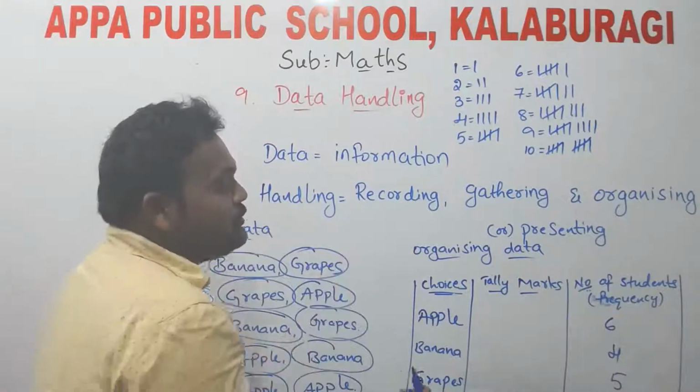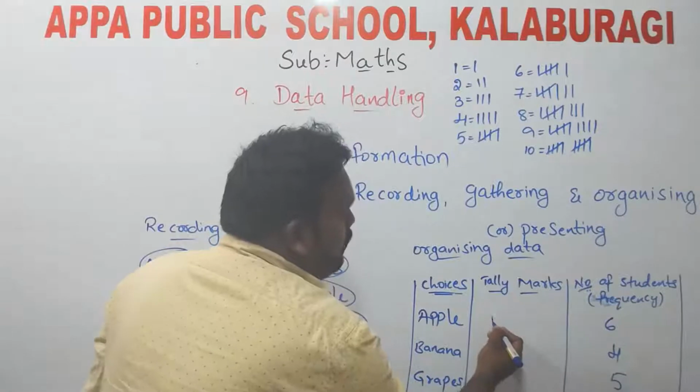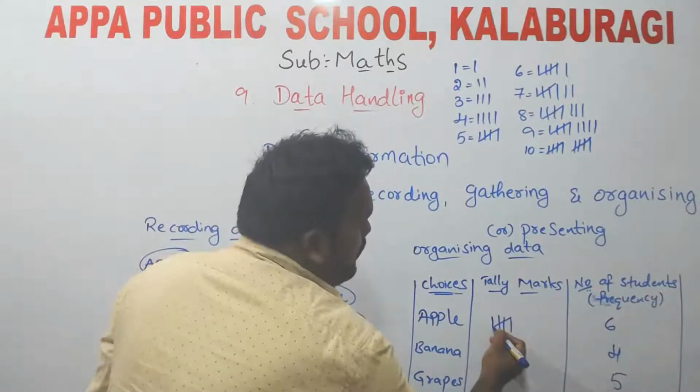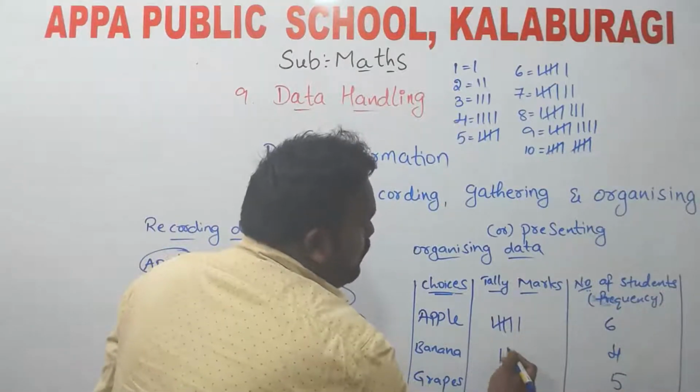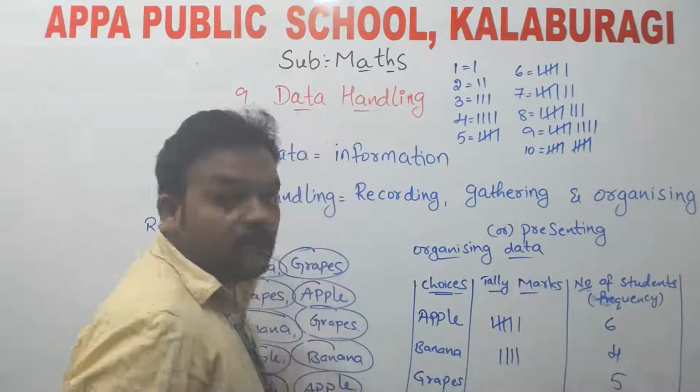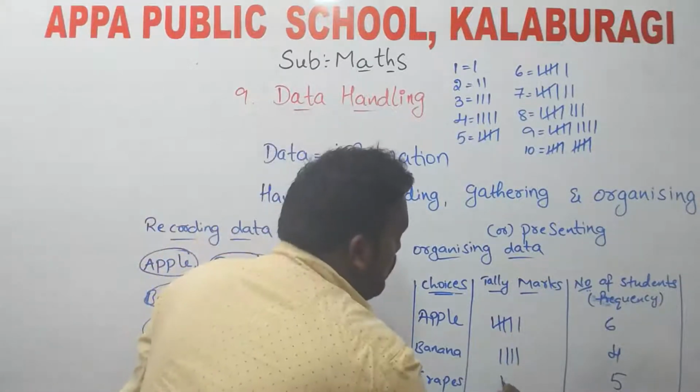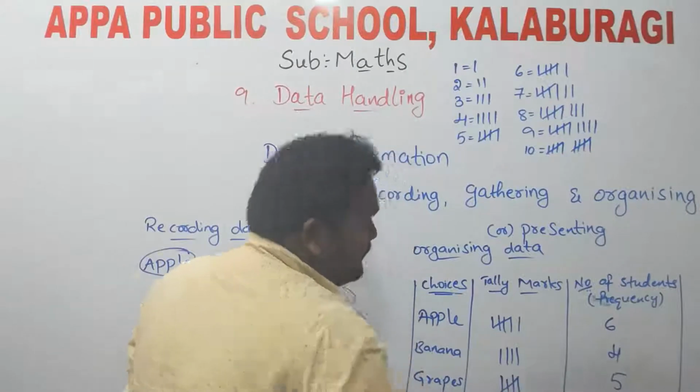Now, use it here, 6 here. See, 1, 2, 3, 4, 5, 6. Again, 1, 2, 3, 4 lines. Then 5. 1, 2, 3, 4, 5 lines.